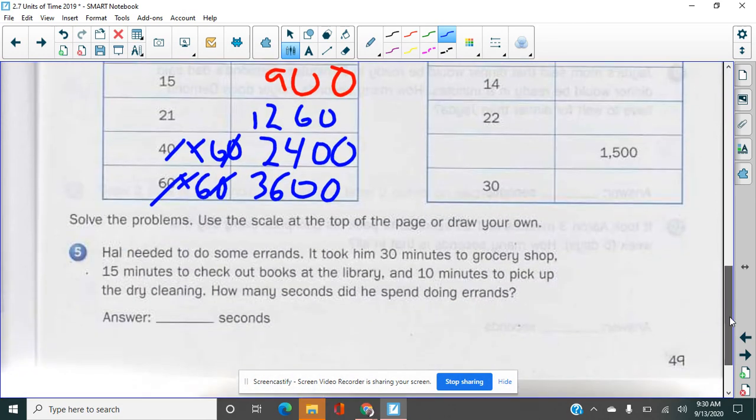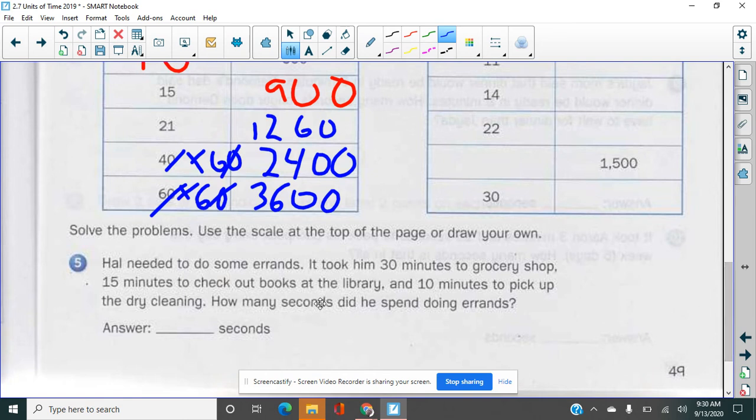All right, your job today is to finish the rest of this page. You have only 4 problems to do, including one word problem. All right, if you have any questions, be sure to reach out to me, and good luck.